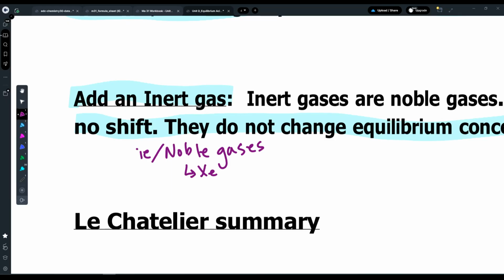Okay, so if a question says, oh, neon is added to this equilibrium, how is it going to cause the equilibrium to shift? Well, since neon is a noble gas, it's not going to cause any shifts in the equilibrium. So xenon, neon, argon, so on and so forth. These are just a couple of examples, but they're all the gases in group 18.